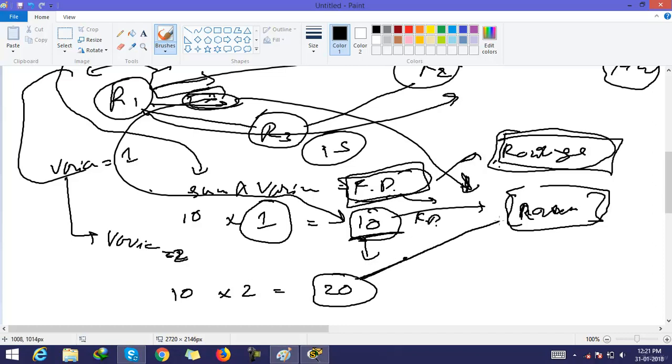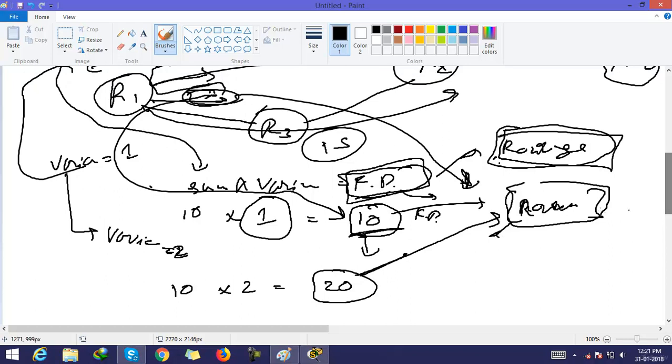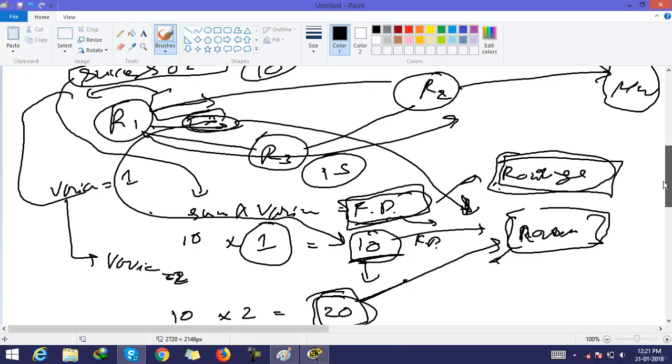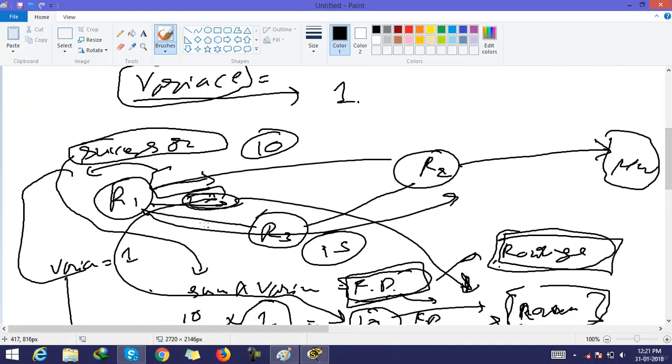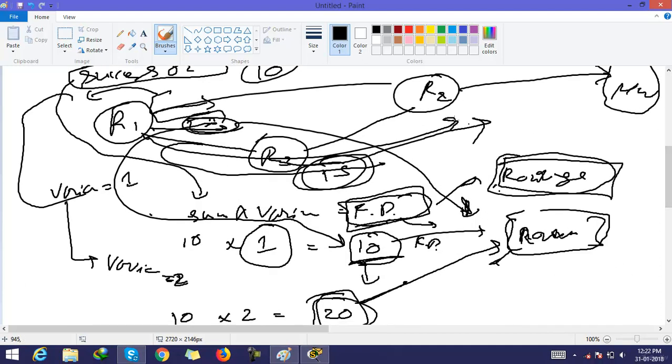This 20 goes to the routing table. Now the routing table checks whether any other path is available that has a metric less than 20. So now the second path metric is 15. So this path is also included in the routing table, and the data is sent via both links.